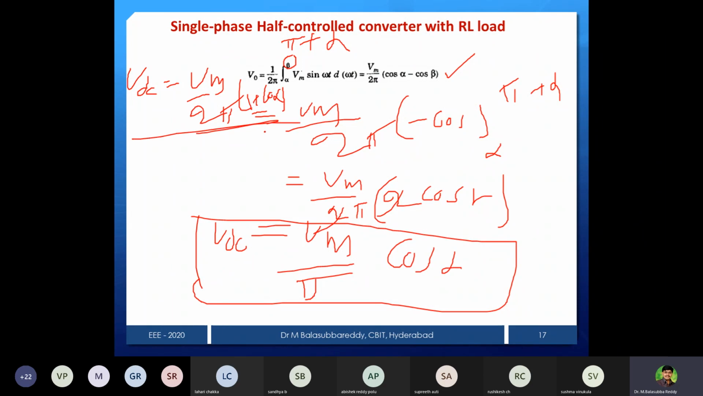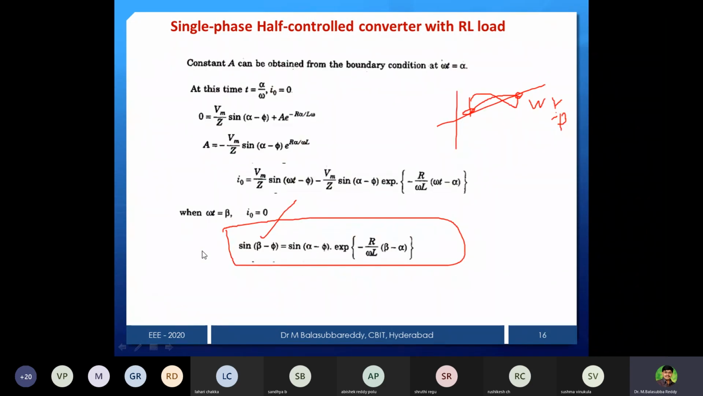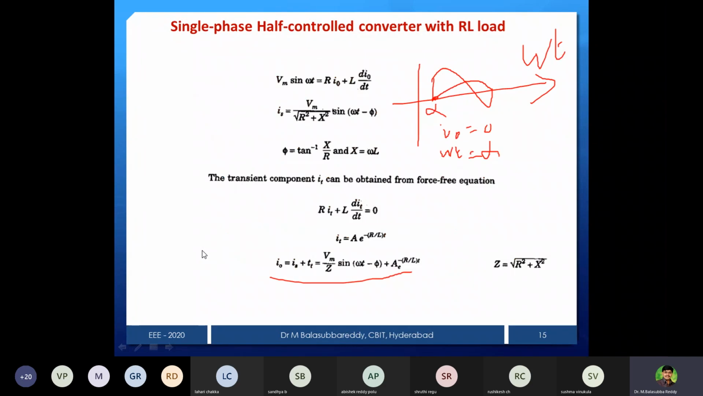So if you put different values of alpha, which load will give more output voltage, R load or RL load? If you put alpha equal to 0 degrees it is the same, but make it alpha equal to 30 degrees for the R load case and the RL load case. Obviously the R load will give more output voltage than the RL load. The reason is, you can see in the waveform, which I showed in the previous slide.